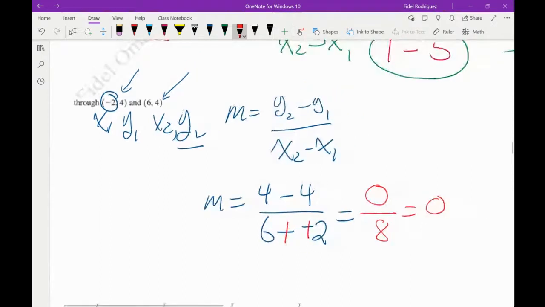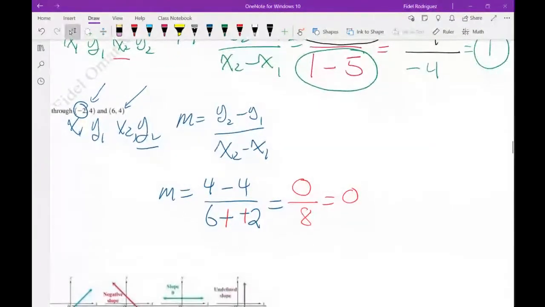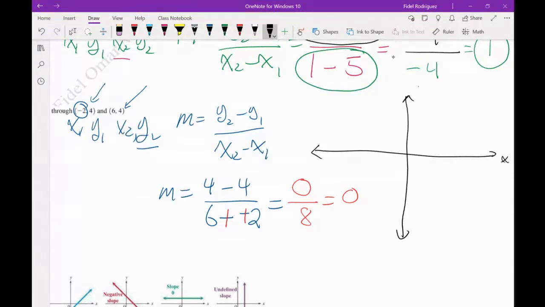So guys, I'm going to show you something. You don't have to do this part. I just want you to see, what is this line going to look like? So look, let me do something like this, and like this, and like this, and like this. Okay, here's x, here's y, -2 and 4. So 1, 2, 1, 2, 3, 4. Here's the point, -2 and 4. 6 and 4. 1, 2, 3, 4, 5, 6. And 4 is right here.